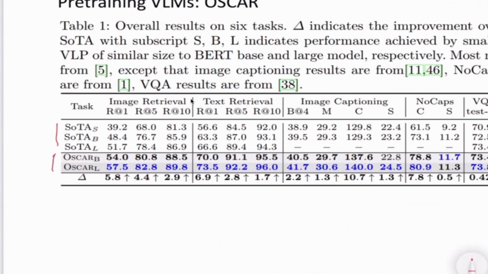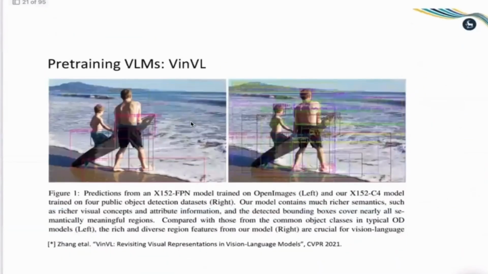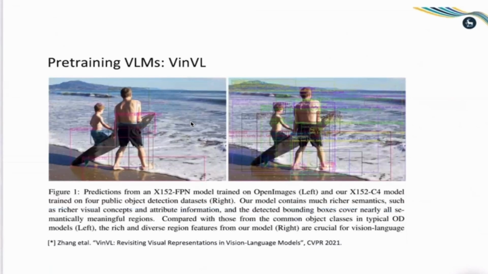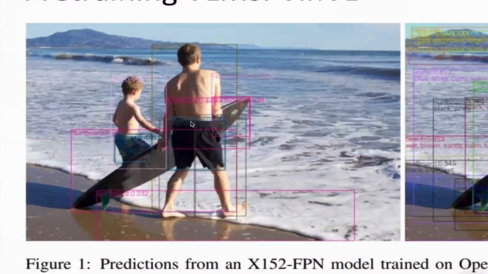Okay. So that is Oscar. So VinVL is Oscar plus essentially. When you are using Oscar, it is trained on an open set dataset for object detection. And what you have, as you can see here, is a scene, and it is giving you the label for the surfboard, the bounding box for the surfboard, the bounding box for the boy, the bounding box for the man, and so on and so forth.